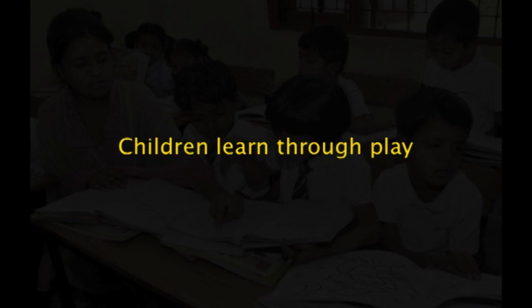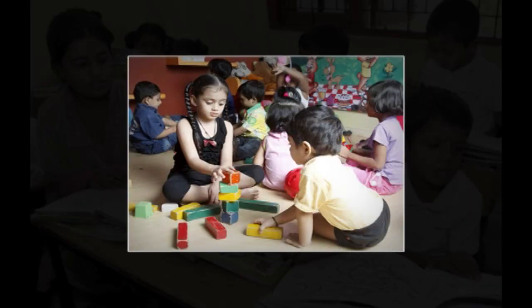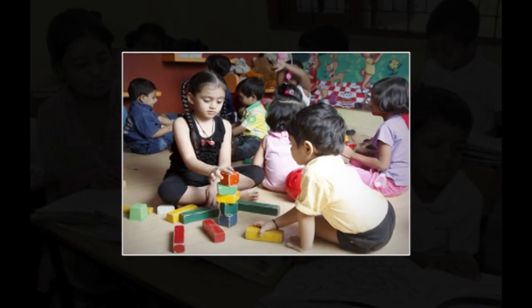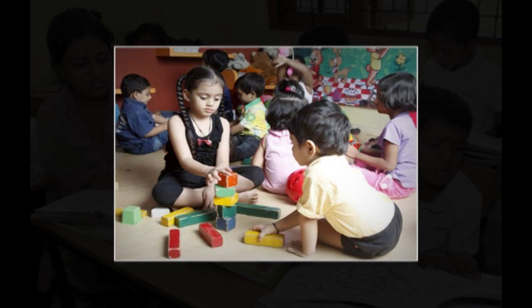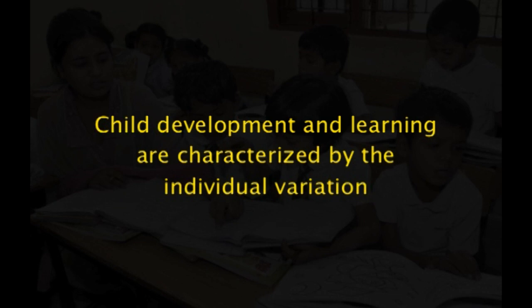Children learn through play. Play is the center of the child's well-being and development. The children's spontaneous play provides opportunities for exploration, experimentation and manipulation and other problem solving that are essential for constructing knowledge. Child development and learning are characterized by individual variation.